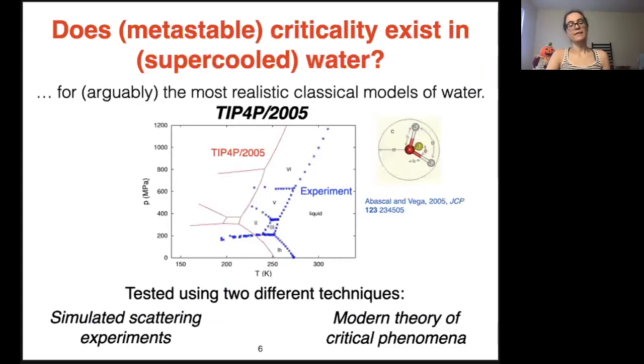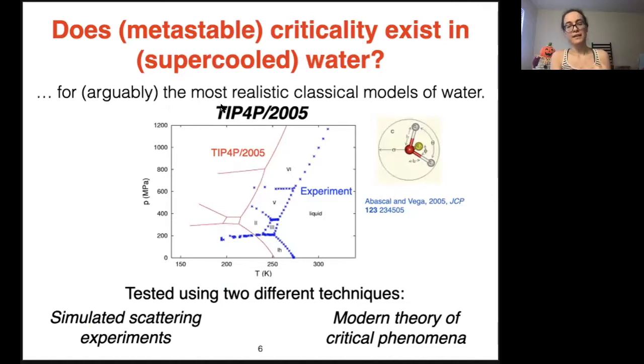So once again, we set out to look for evidence of criticality, now in the most realistic classical models of water, like TIP4P/2005. The challenge for these models is that the expected critical point is located at much colder temperatures, so you suffer from a severe slowdown in the kinetics.